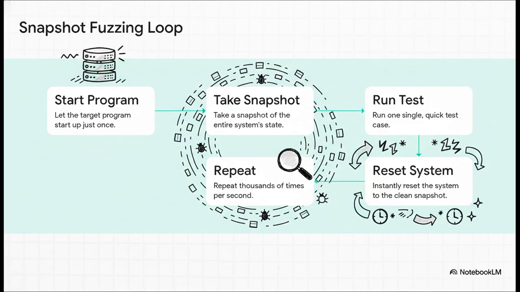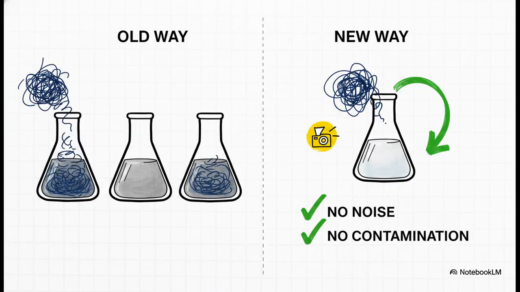You let that complex server start up just one time. Then you take a snapshot of the entire system's memory and state. You run your one little test, and then boom, in a fraction of a second, you restore that pristine snapshot. You can do this thousands of times every second. And the benefit here is just enormous. Every single test is perfectly isolated. There's zero noise, no leftover state from a previous run, no contamination whatsoever. You get clean, reliable, and incredibly fast results.